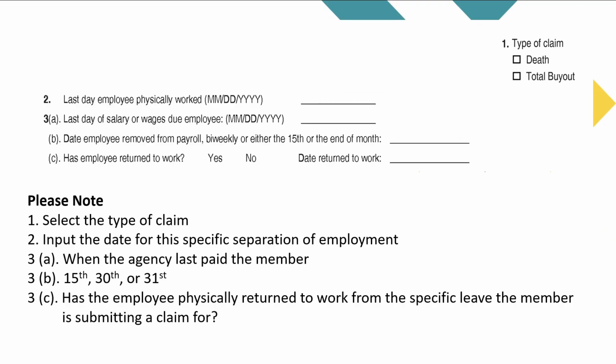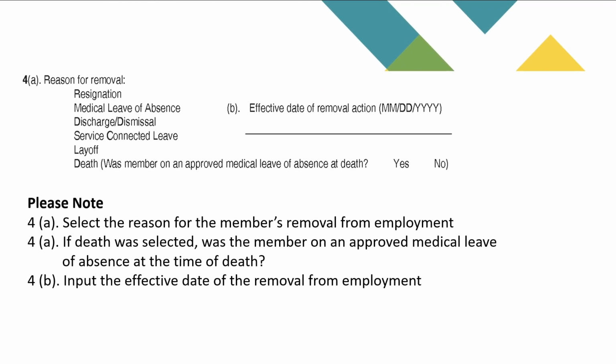So again, you'll select the type of claim up in the corner, input the date for this specific separation of employment, when the agency last paid the member, which should be the 15th, 30th, or 31st, and whether the employee has physically returned to work from the specific leave the member is submitting a claim for. Respond to that appropriately. Again, you've got that reason for removal question that needs to be answered.